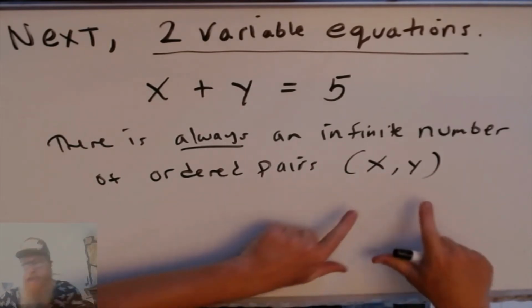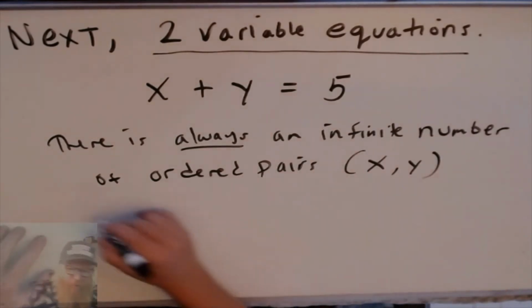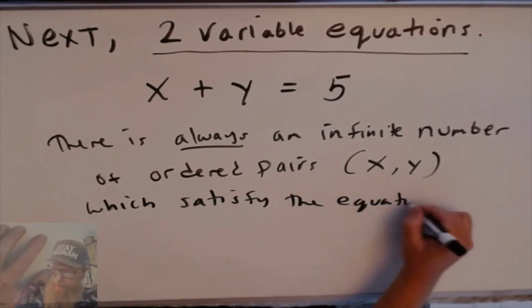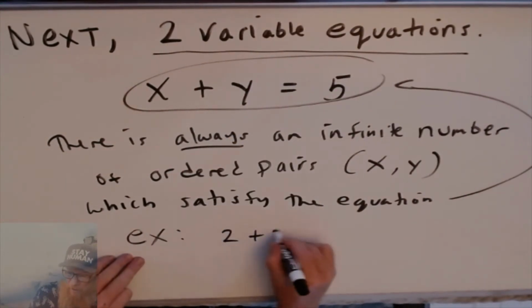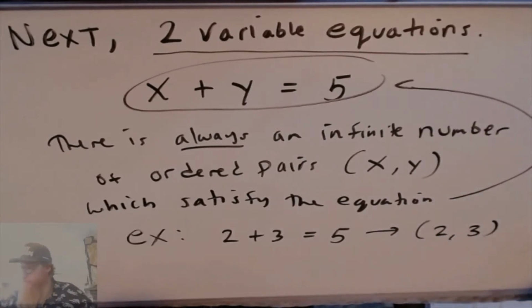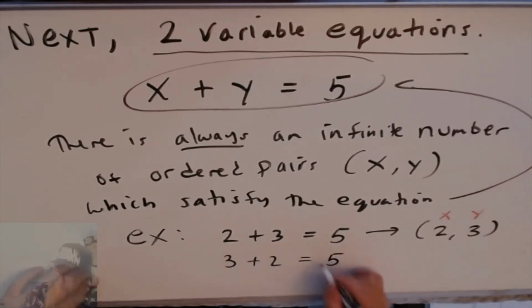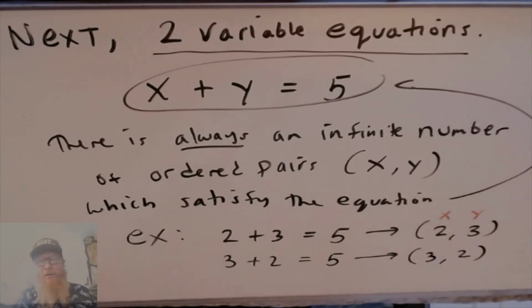In 2.1, ordered pairs are a pair of numbers, x and y, which satisfy the equation. For example, 2 plus 3 is equal to 5, so that would be the ordered pair 2, 3. X is 2, y is 3. But 3 plus 2 is also equal to 5, so that would be the ordered pair 3, 2. This time x is 3 and y is 2.